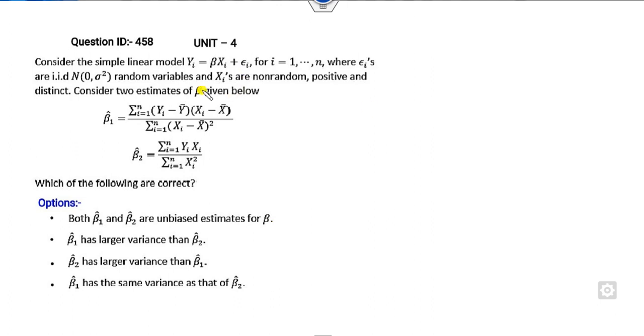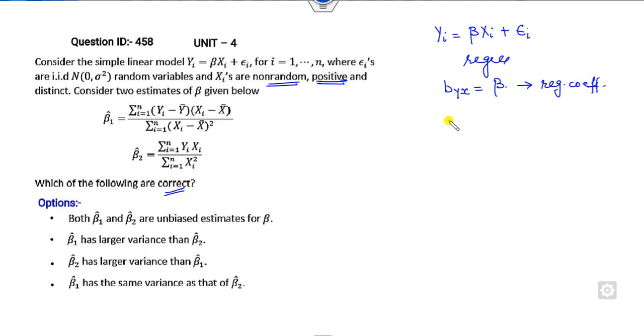Okay, so another one is a linear model. Yi is here. Again, it looks like a regression equation. So it means the Byx is nothing but my beta, where the epsilons are IID and the xi's are non-random positive numbers. Which of the following statements are correct? So what is that? Beta Byx, that is my regression coefficient. Fine. So we all know what the value of the regression coefficient is: r sigma y over sigma x. Fine. What is the r? It is the correlation coefficient, with standard deviations.